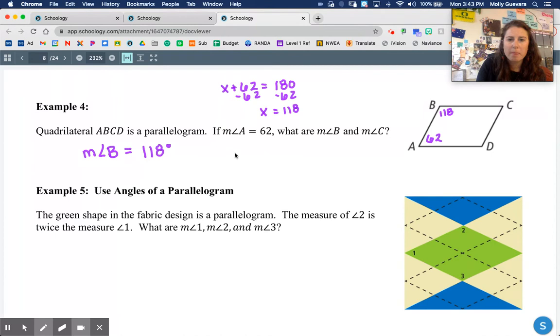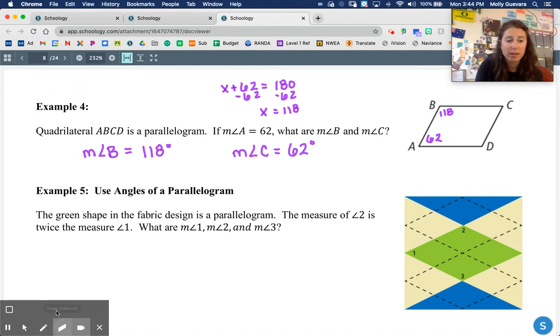Then it wants me to find the measure of angle C. Well, angle C is opposite of A, so they are congruent. So C is also 62. And that's it. Hopefully that's making sense, nothing too crazy. If you need help, make sure that you reach out and ask for it.